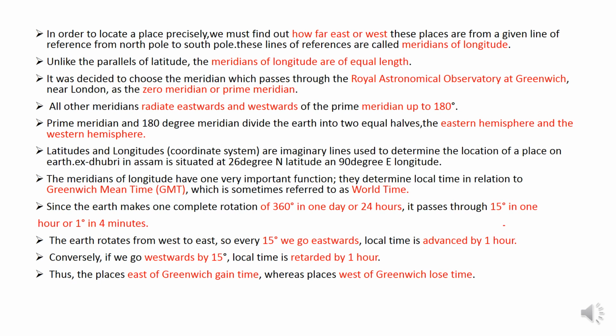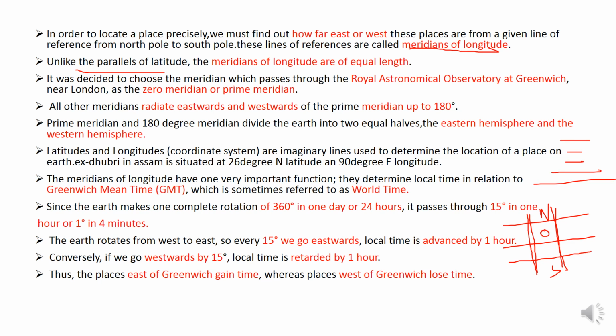In order to locate a place precisely, not only latitude, we need to have longitude also. We need to know not only north and south, we need to know how far east or west these places are from a given line of reference from the North to South Pole. These lines of reference are called meridians of longitude. Unlike the parallels of latitude, the meridians are of equal length. It was decided to choose the meridian which passes through the Royal Astronomical Observatory at Greenwich near London as the zero meridian or prime meridian.